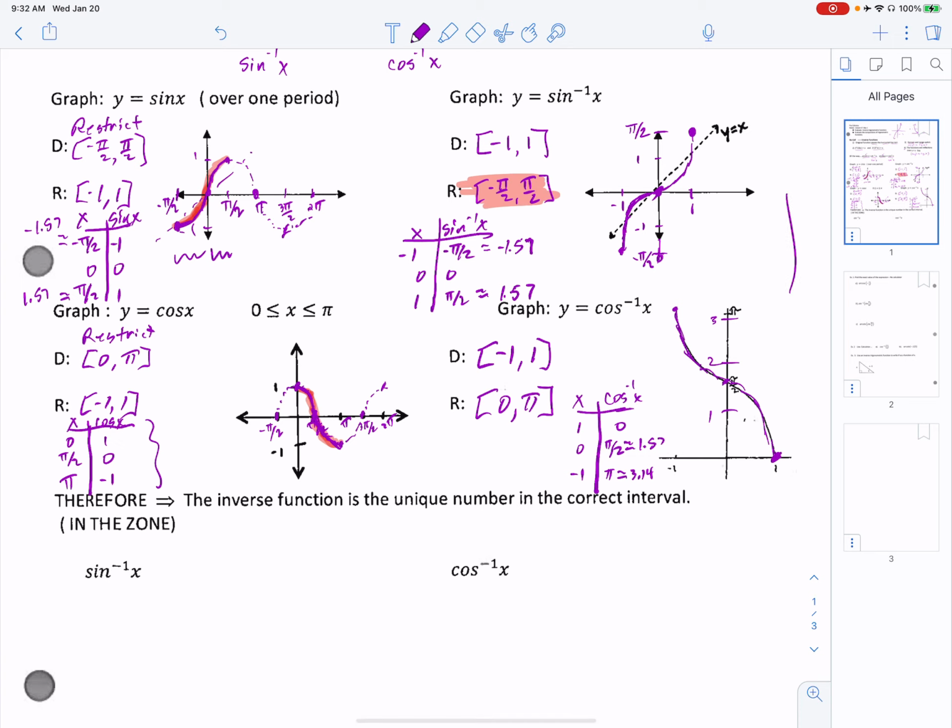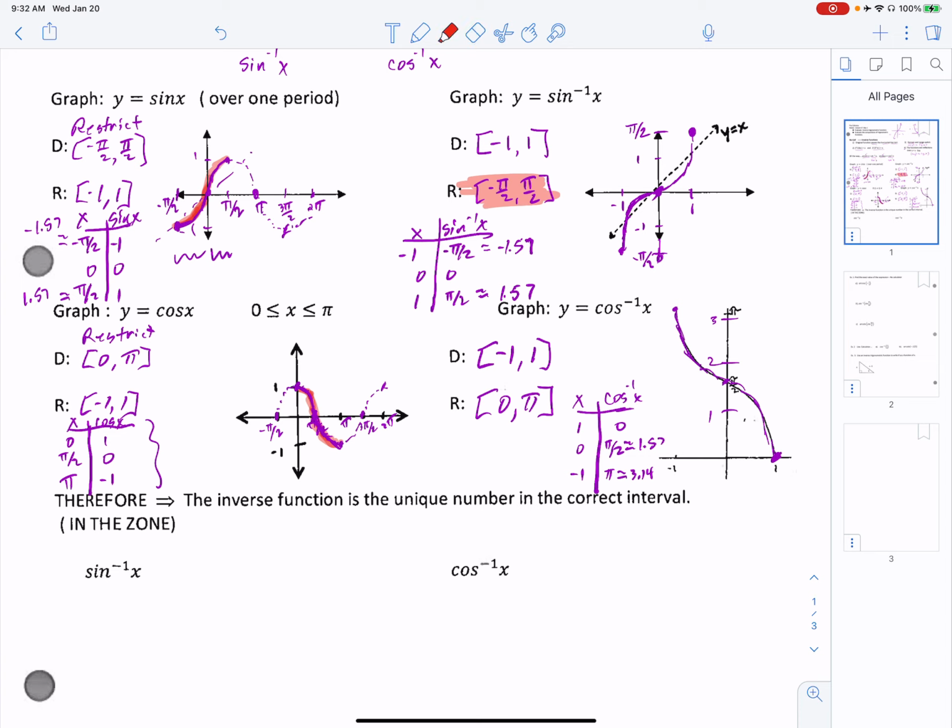I get people who draw it more like this. And that won't get credit because that's the wrong concavity. So to the left of the y-axis, it's concave up. To the right, it's concave down. And it needs to look like that. All right, so those are some things.